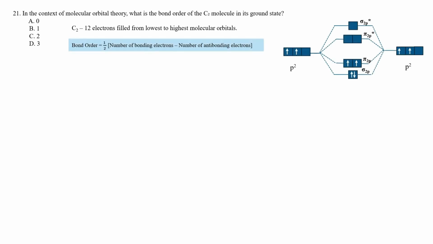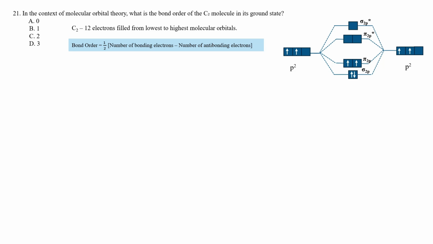In the context of molecular orbital theory, what is the bond order of the C2 molecule? C2 means 12 electrons total. One carbon has 6 electrons, so C2 has 12 electrons filled from lowest energy to highest energy molecular orbitals. If you draw the molecular orbital diagram for the p electrons, one carbon atom configuration is 1s2, 2s2, 2p2. So we draw this diagram only for the p electrons because the 1s and 2s electrons cancel out, their bond order contribution becomes equal to 0.